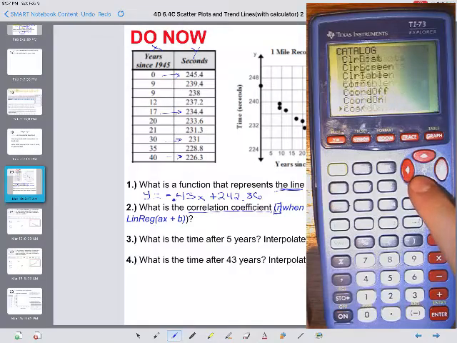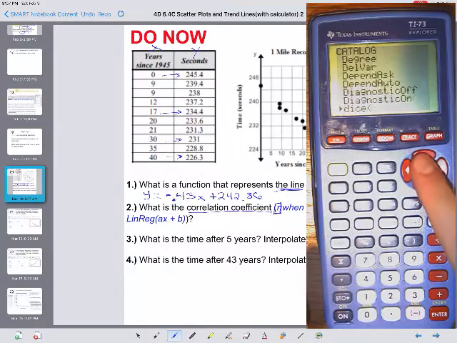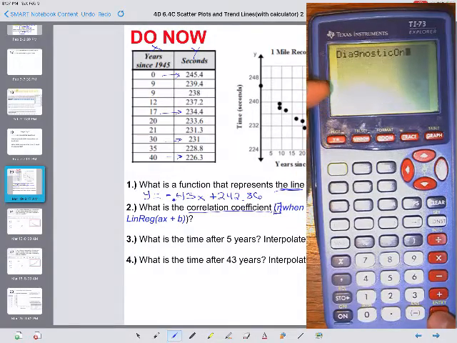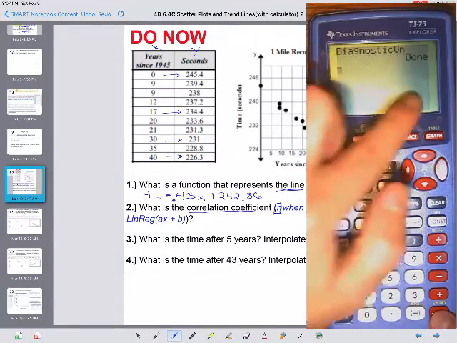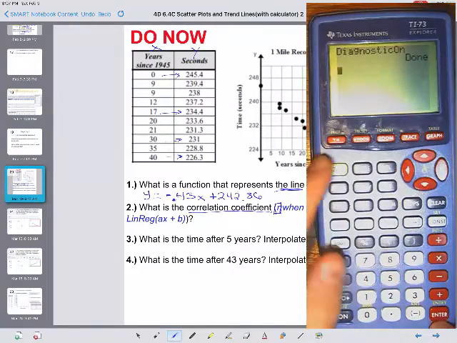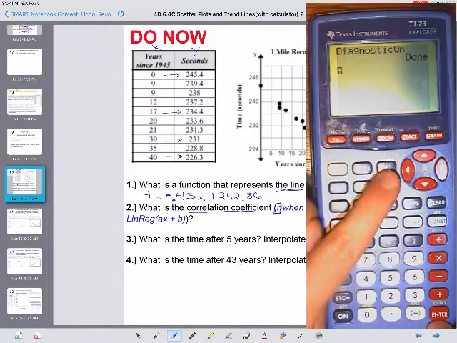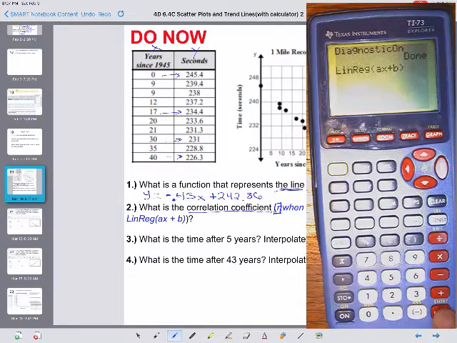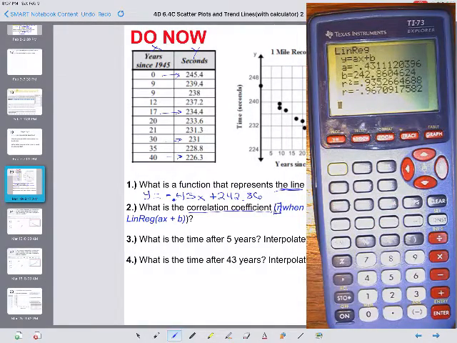If you couldn't find this R value, trying to figure out why it wasn't there, it's because you haven't done diagnostic on, and then you have to hit enter one more time so that it says done. So let's go back to linear regression, second, stats, over to calc, down to linear regression, and do it one more time here. Now my R values are showing.